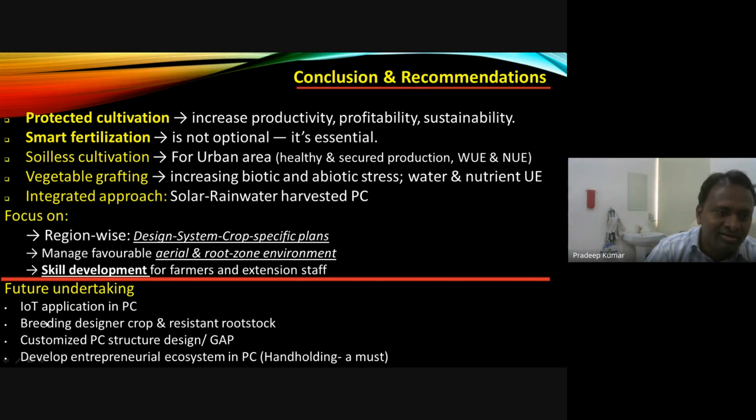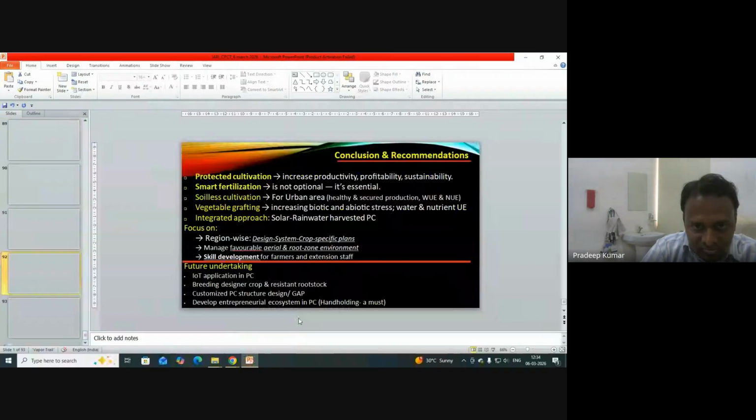For future undertakings, IoT applications can be enhanced to optimize the environment and root zone, whether it's fertigation or anything else. Breeding designer crops is a requirement, as there are only a few crops. We need to increase the basket of crops and varieties, and also resistant rootstocks. Customized protected structure design and good agronomy practices for greenhouse cultivation are needed. Develop an entrepreneurial ecosystem in protected cultivation. This is most important. Thank you.